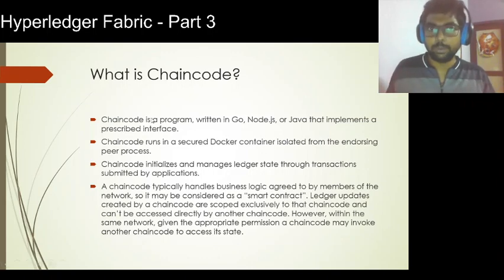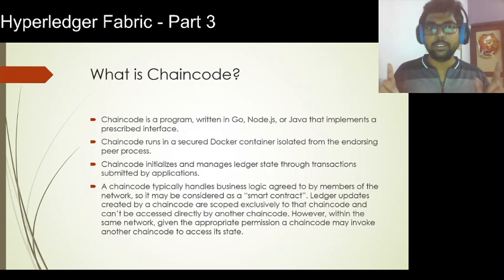So on Hyperledger Fabric, chaincode is a program written in Go, Node.js or Java that implements the prescribed interface. This chaincode needs programming skill in Go, Node.js or Java, but it's not complicated to do. You will see how we are going to write our smart contract part, which is nothing but chaincode. I will be referring to chaincode going forward, which is nothing but smart contract in Hyperledger Fabric.